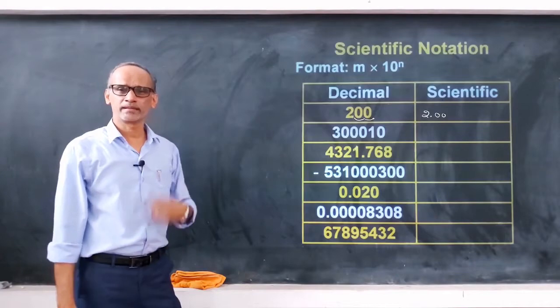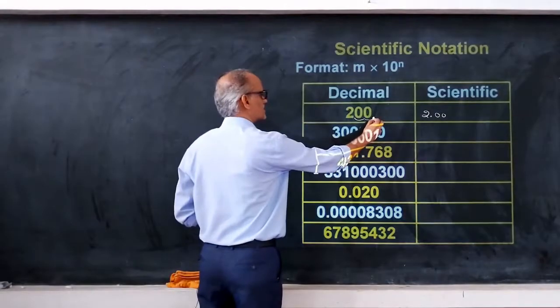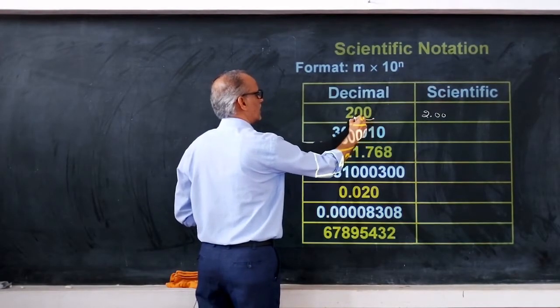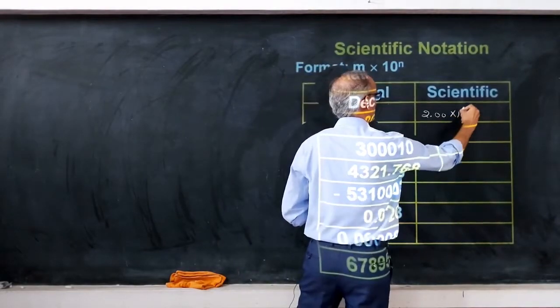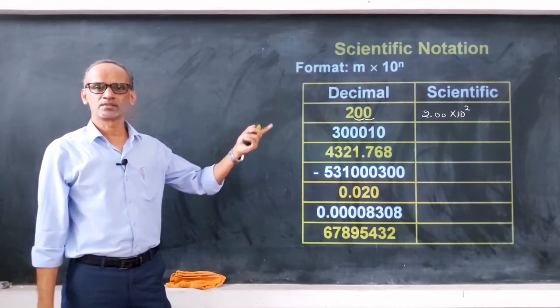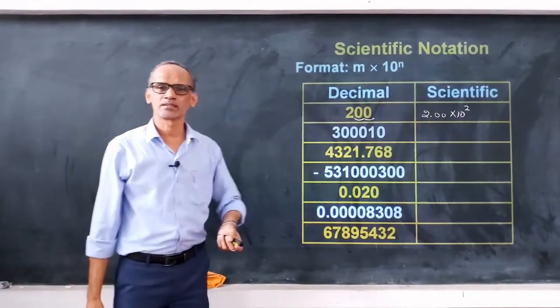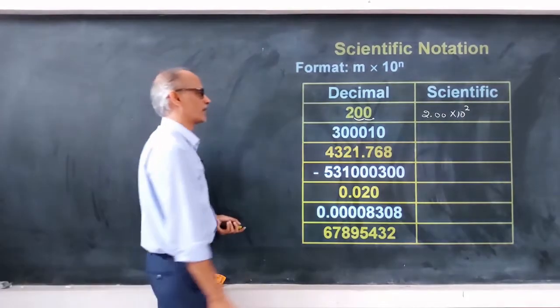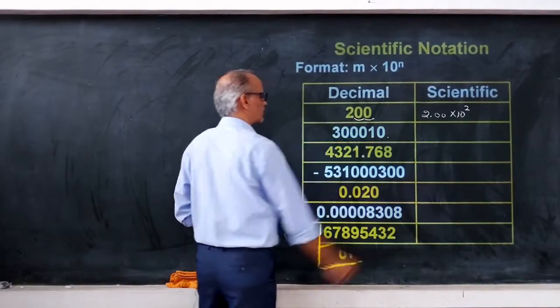Now what about the 10 to the power how much? I've shifted the decimal by 2, so 10 to the power 2, because it's a number greater than 1. Therefore that 10 raised to the power has to be positive. Correct? Okay. Check this. Here the decimal point is here.